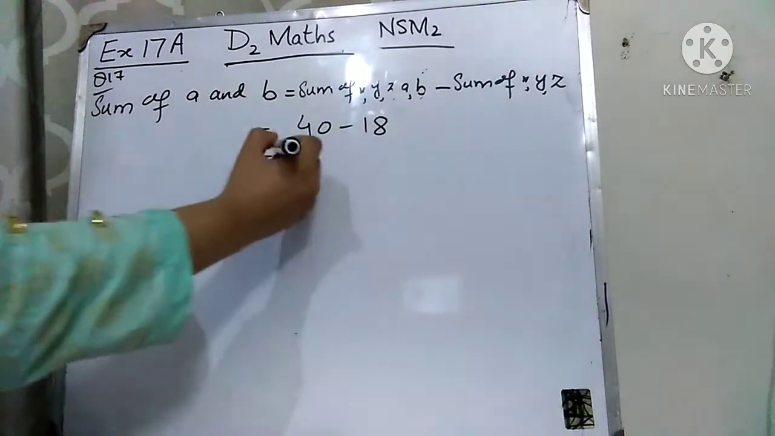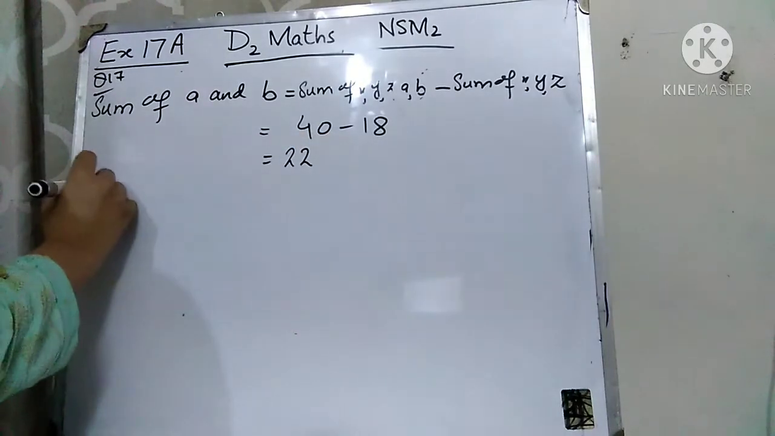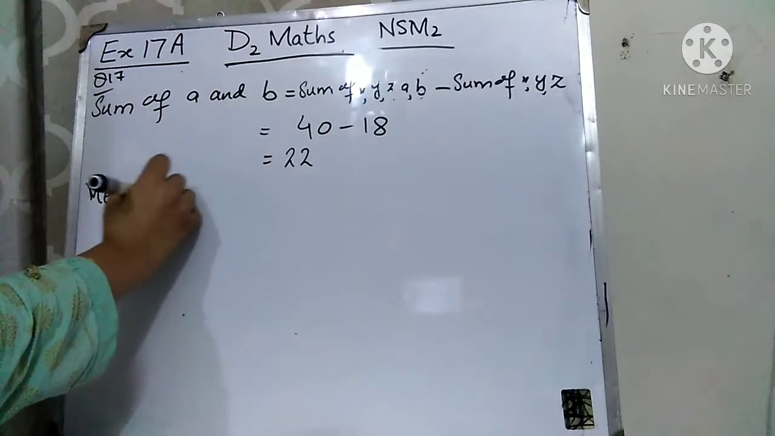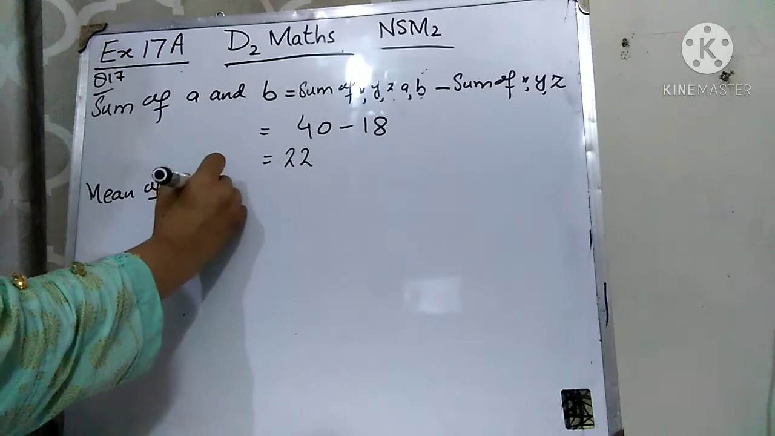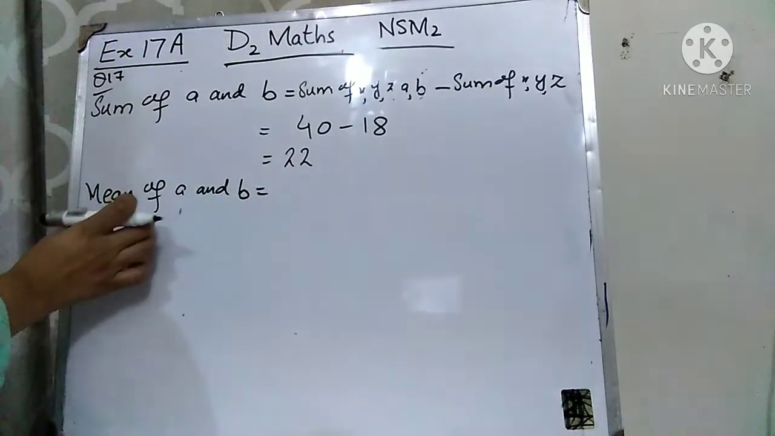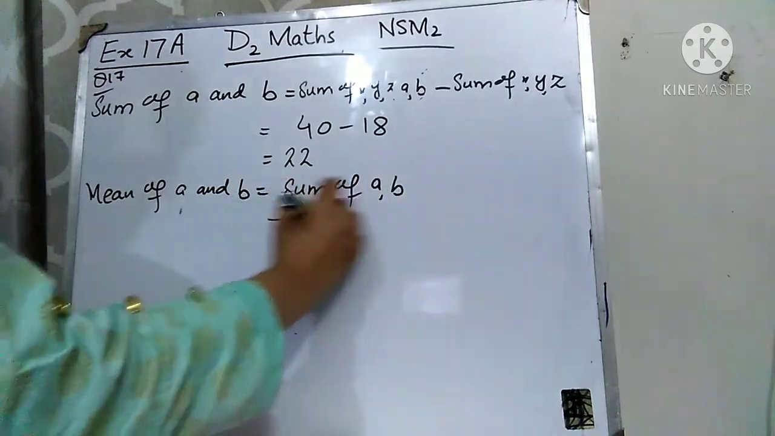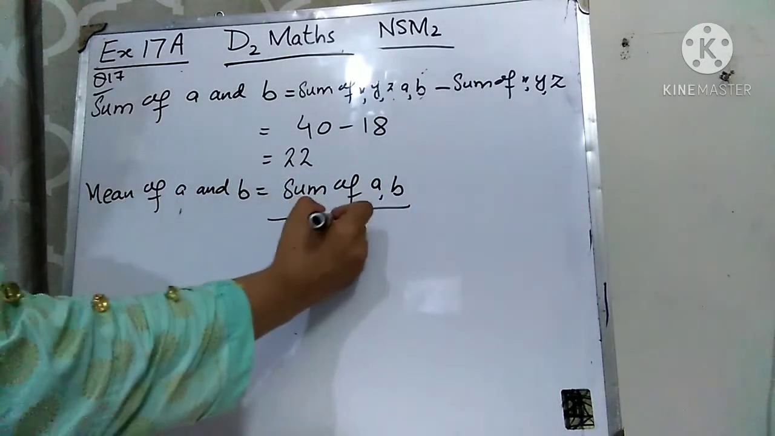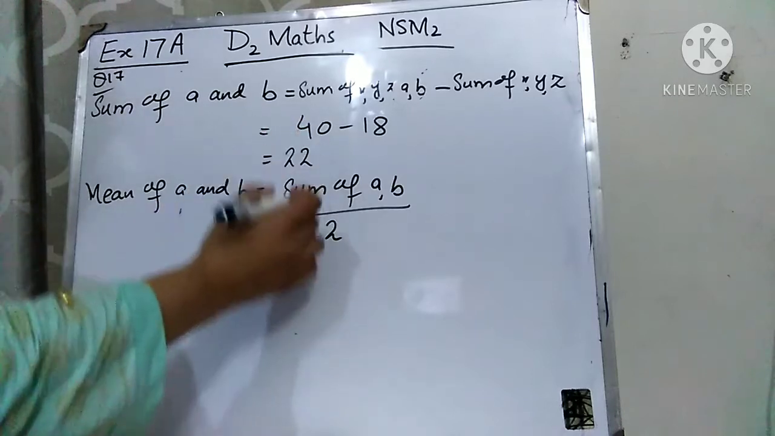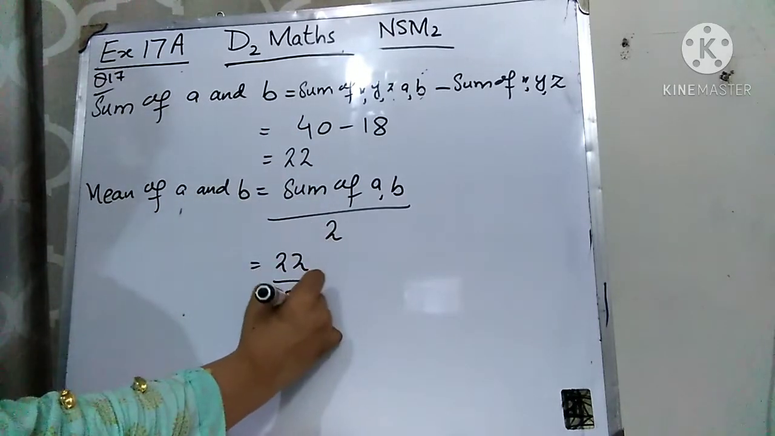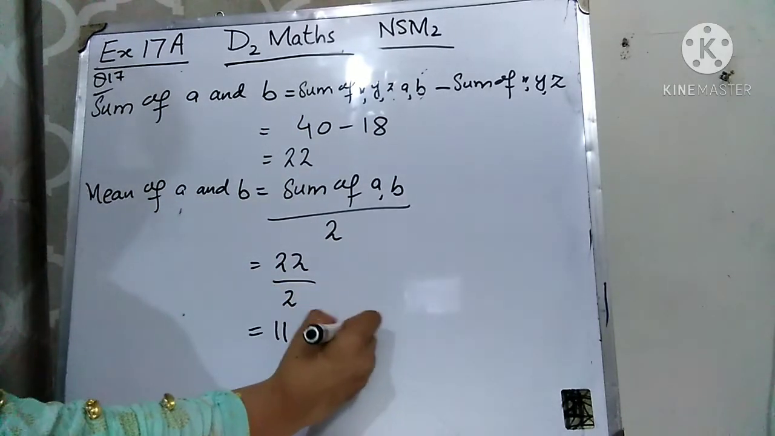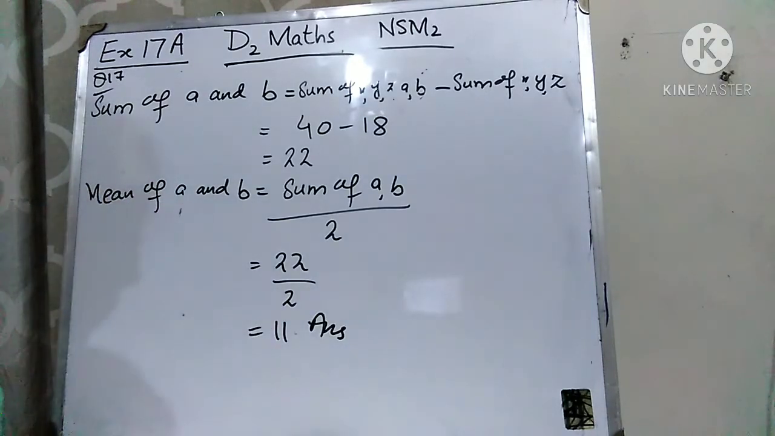Yes, 22. Now I can find out the mean of a and b, because in the question it is written to find out the mean of a and b. So the formula is mean is equal to sum of numbers divided by total numbers, so the sum of a and b divided by total numbers. The total numbers are 2, so I can divide it by 2. The sum of a and b is given, which is 22. So when I divide it by 2, I will get 11. So the mean of a and b is 11.